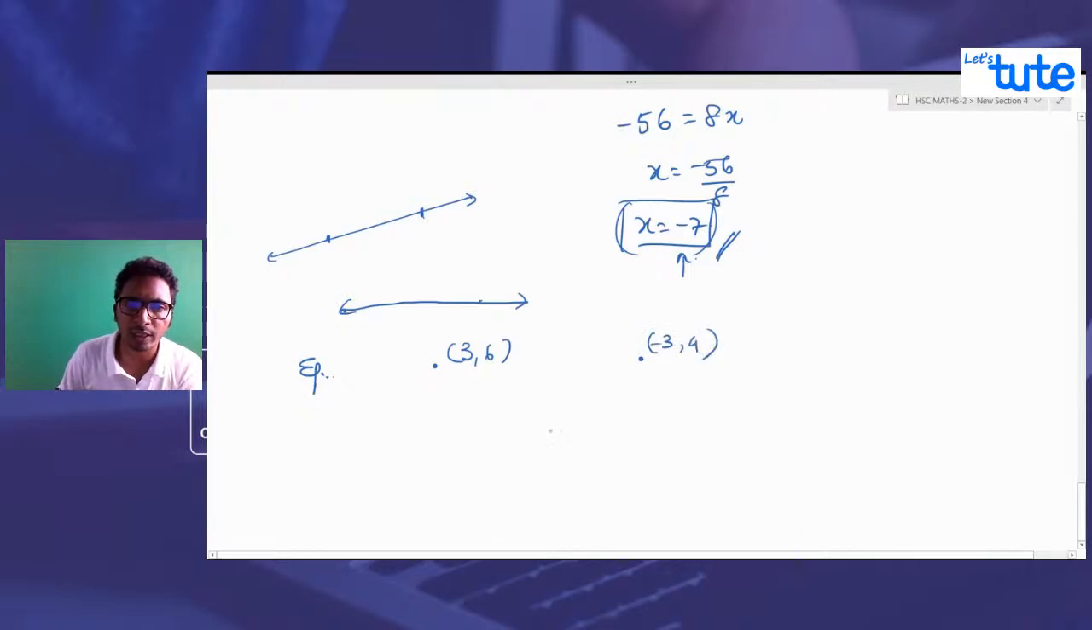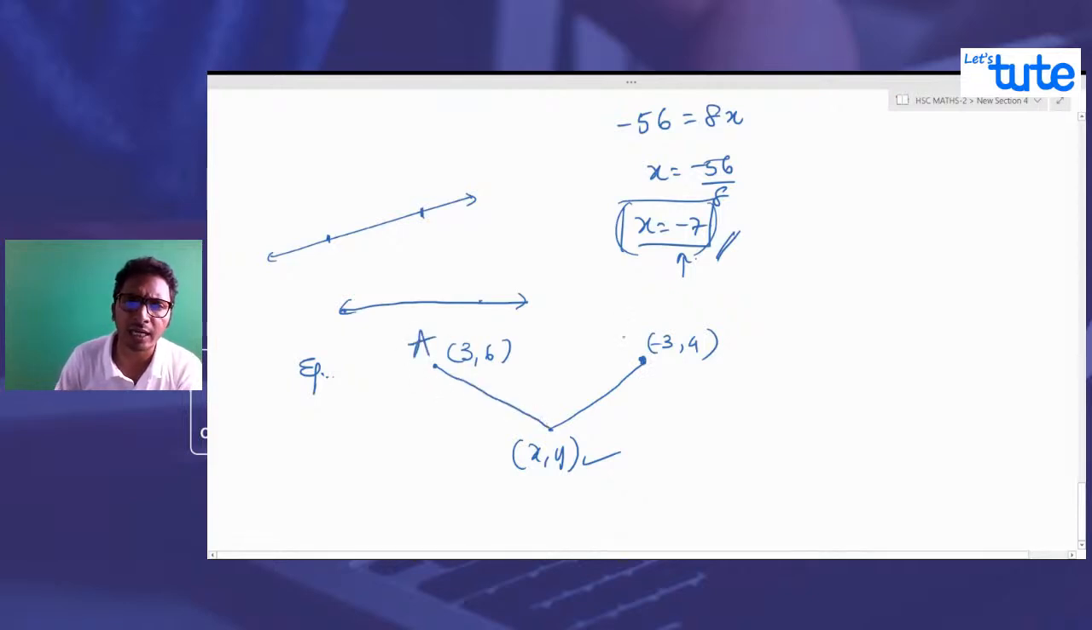So these are the 2 points, and we have an unknown point (x, y), and we want the relation between x and y. That's what the question is. Okay, so how to find that? We are given the condition that this distance is equal to this distance. That's what we are informed.